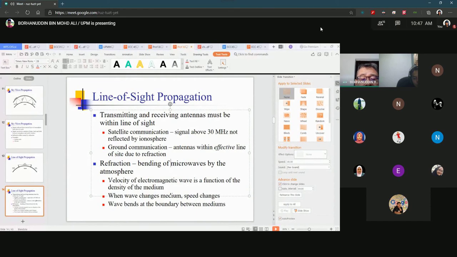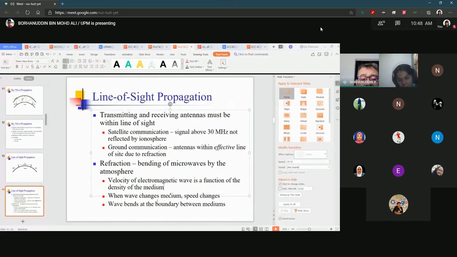So the velocity of EM wave is a function of the density of the medium. Medium in this case could be free space, it could be the atmosphere itself, or it could be a waveguide. A waveguide is like a cable, but it is hollow, just like a pipe, and the electromagnetic waves just simply bounce back and forth through that waveguide. Or for those who have done fiber optics, it's like fiber optics. It is just a hollow thing.